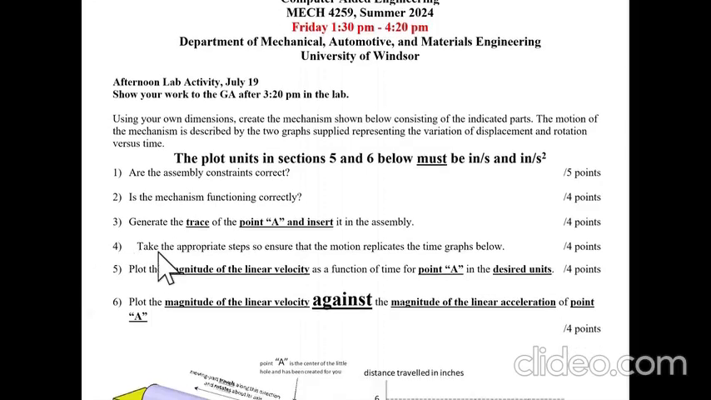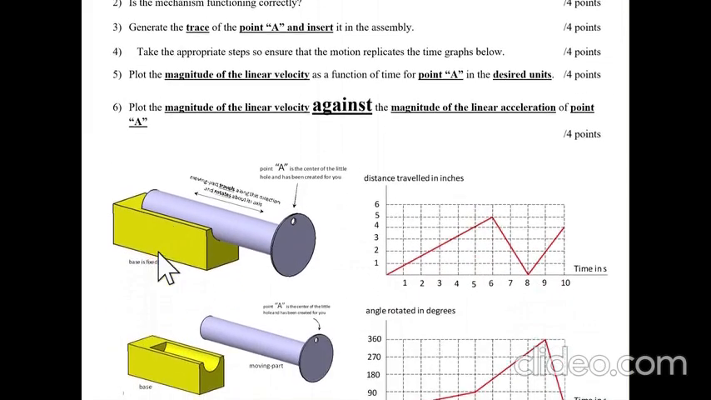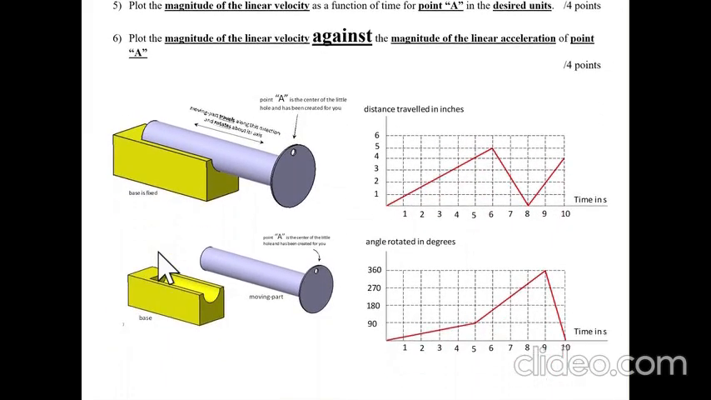You're asked to generate a mechanism like so, and this is from an old final exam. A mechanism like so, which has 2 degrees of freedom. One of them is a prismatic one, which is sliding, this cylinder is sliding up and down. And then the other one is a revolute one, where this cylinder is rotating.